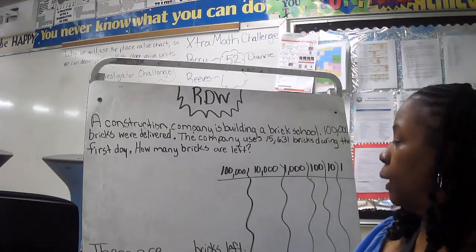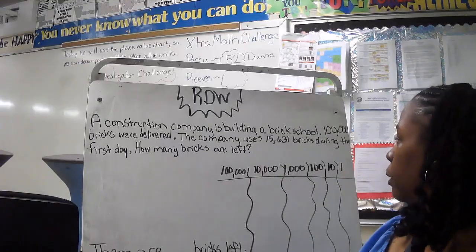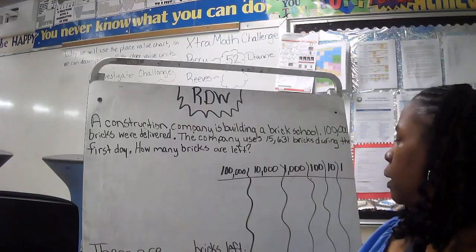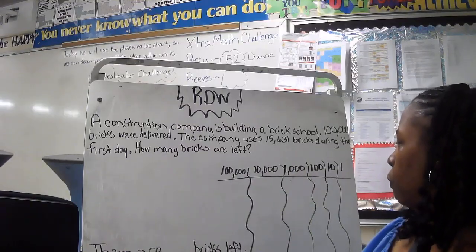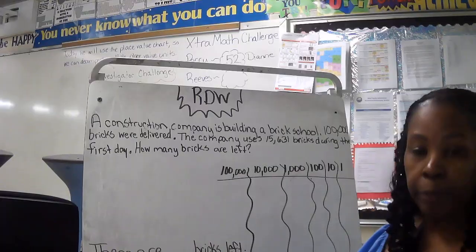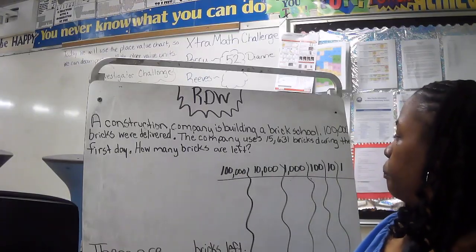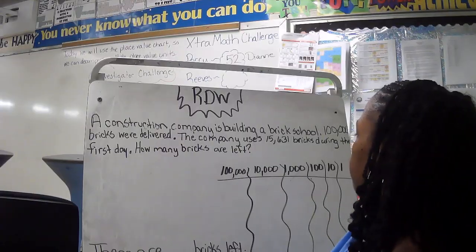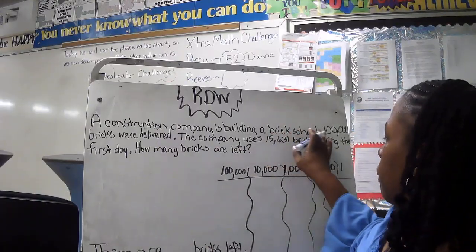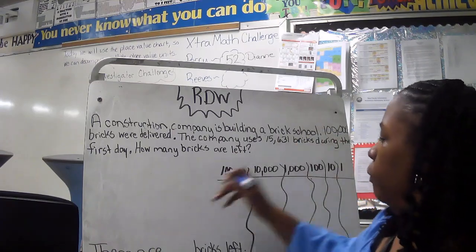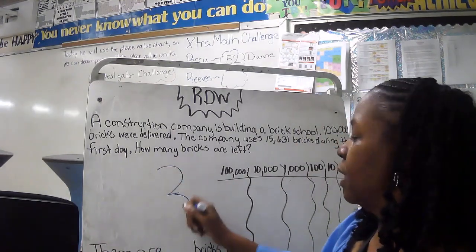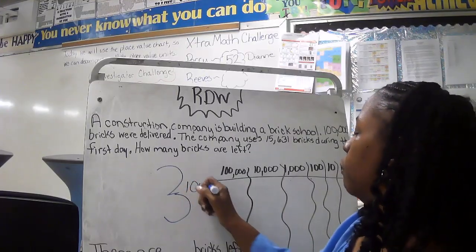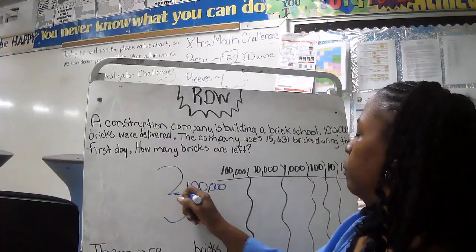So let's read it again. A construction company is building a brick school. 100,000 bricks were delivered, okay. The company uses 15,631 bricks during the first day. How many bricks are left, okay? So I'm going to start with the construction company has 100,000 bricks delivered, okay? So that is what? That is the total number of bricks, okay? So I'm going to put that over here. This is our total, 100,000, okay?